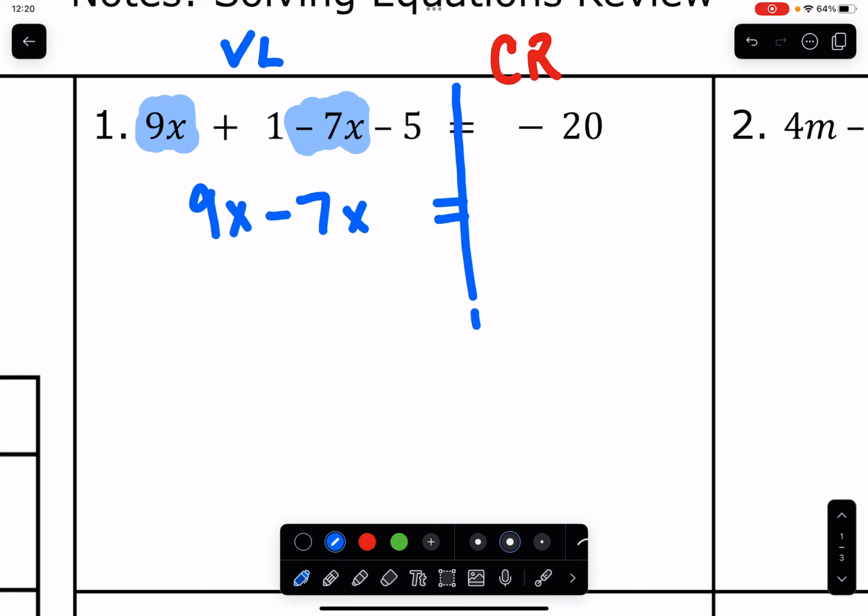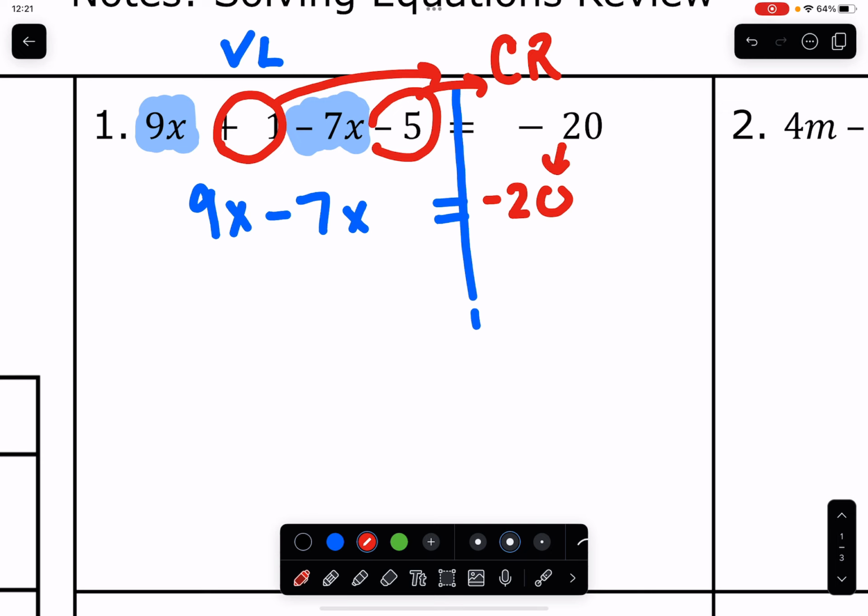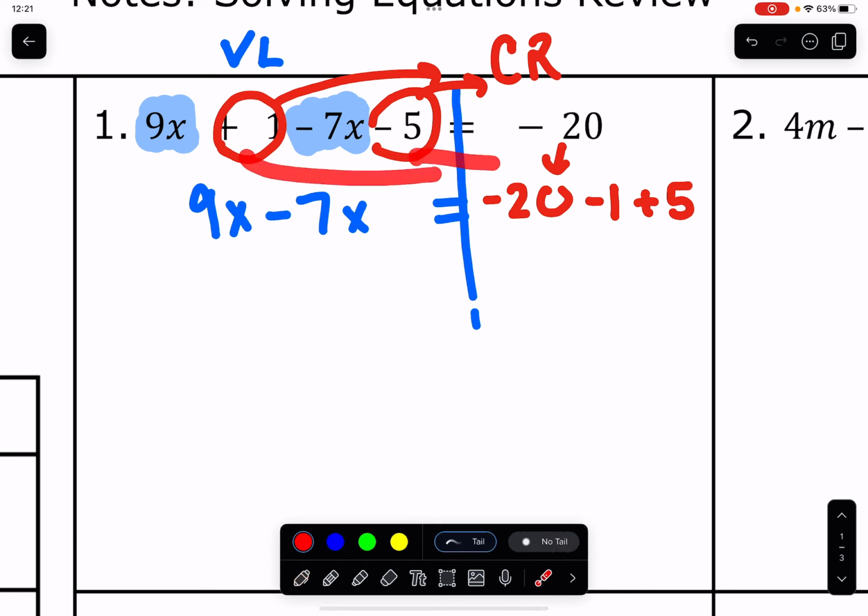And they're going to stay the same signs because they're not moved. And I'm going to move these two numbers to the other side. Moving those two things to the other side, I'm going to end up with negative 20. Since the negative 20 isn't being moved, that's brought down and stays negative 20. And the positive 1 becomes negative 1, and the negative 5 becomes positive 5. So by doing this, having my variables on the left side and simply moving my constants to the opposite side, I'm going to end up with a negative 1 and a positive 5.